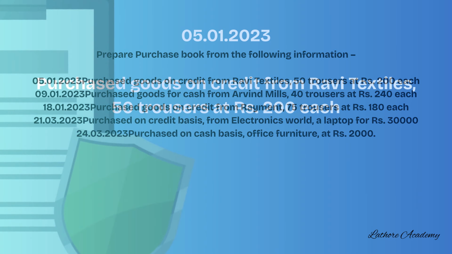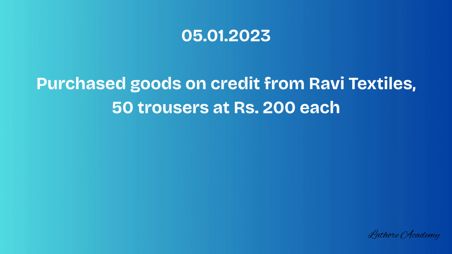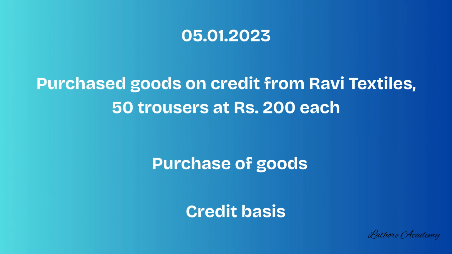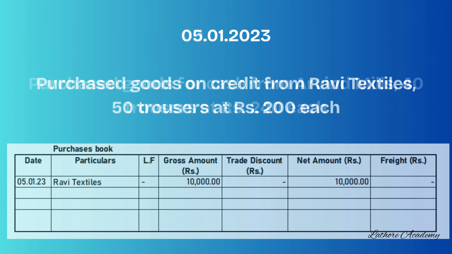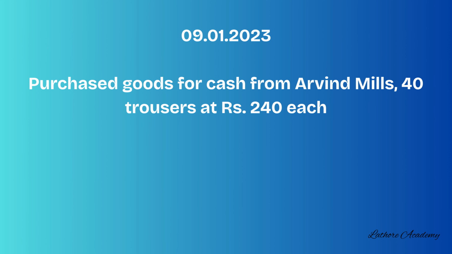On 5th January, purchased goods on credit from Ravi Textiles, 50 trousers at 200 rupees each. So this is a purchase of goods, and this will appear in the purchase book. Here it is goods and it is also on credit basis, hence it appears in the purchase book.